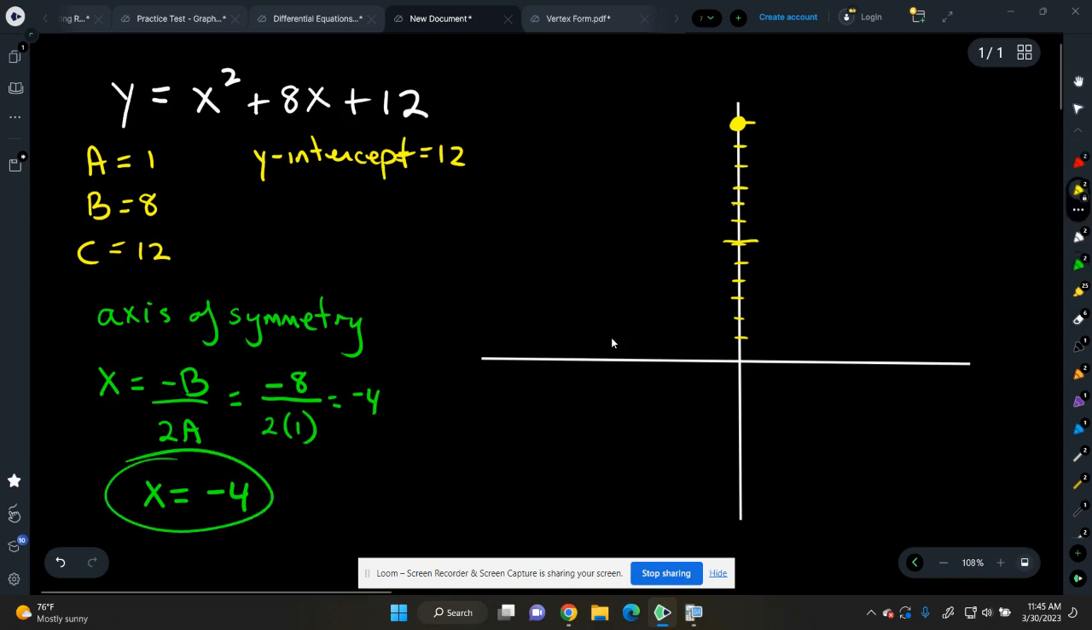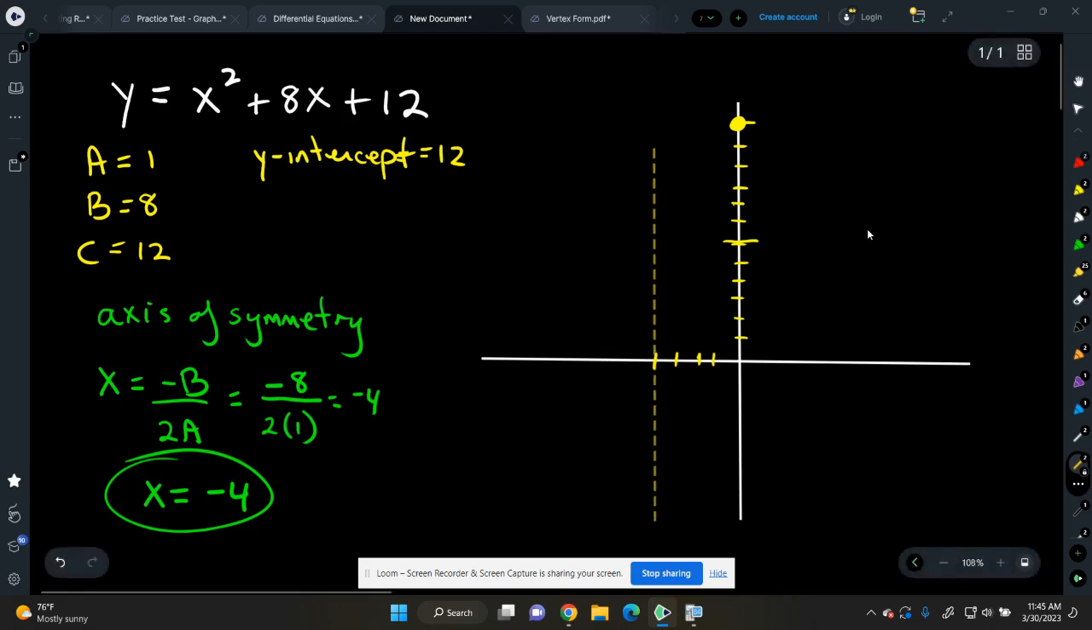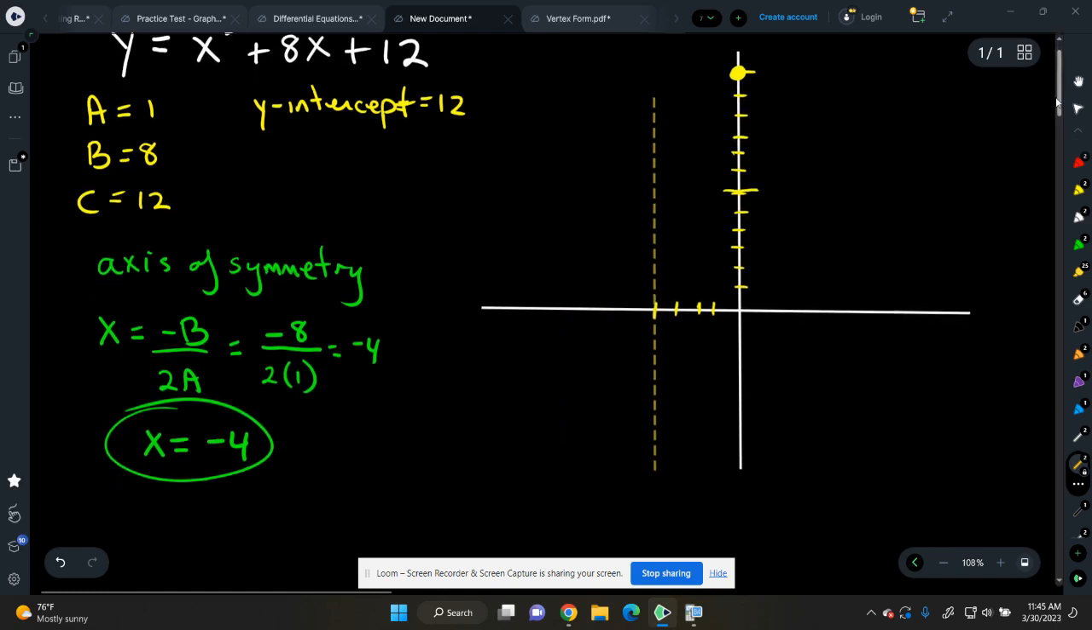Right? So we're going to make that line 1, 2, 3, 4. We're going to draw that line, sketch it as a dotted line because it's not actually part of the graph. It's just a tool that we're going to use to complete the graph. Okay. Now what?